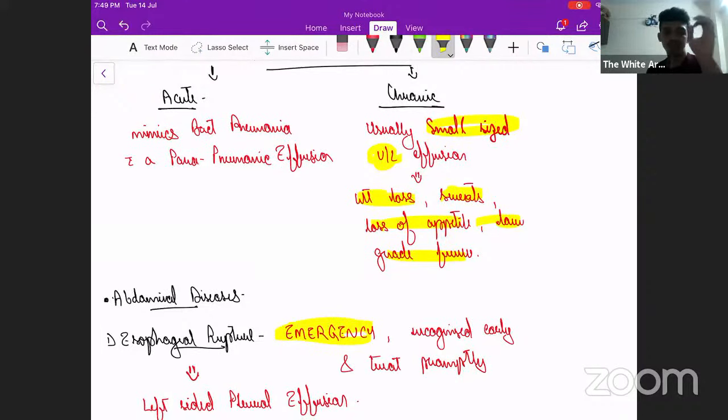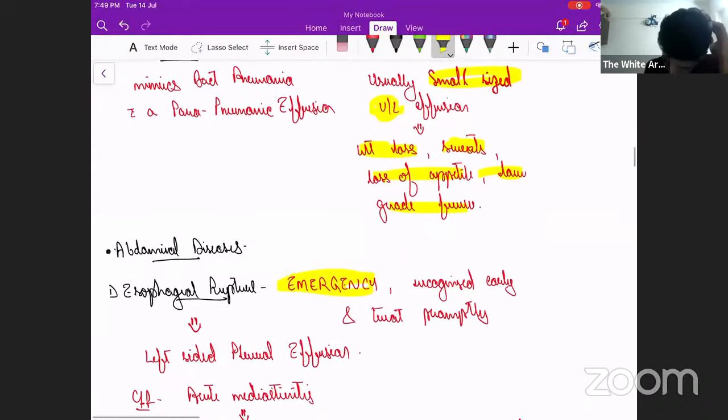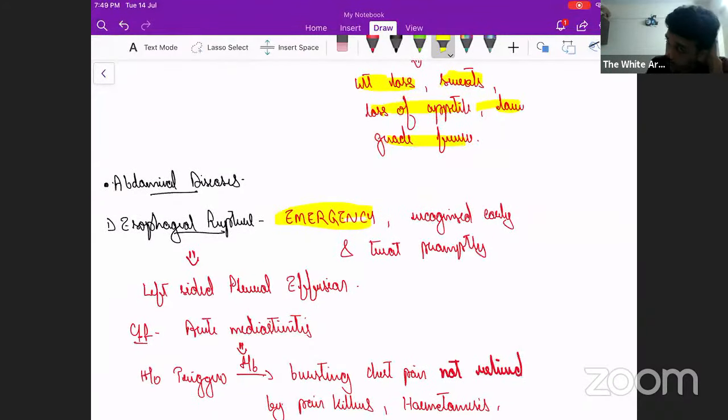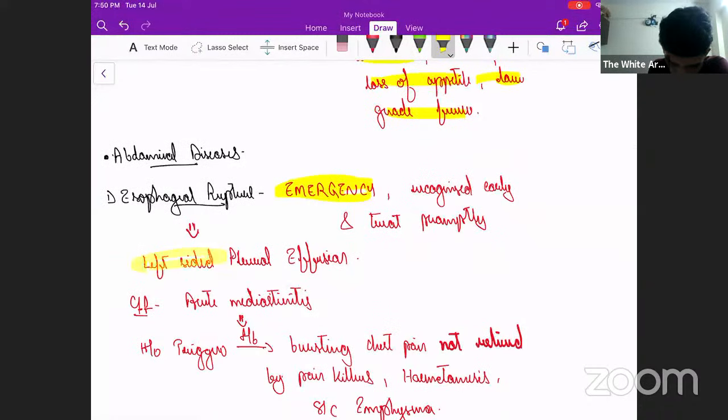A patient presenting post endoscopy, we should always think of esophageal rupture. It has to be recognized and treated promptly, or else the patient will go into sepsis. High mortality will be there. So what is more important is emergency treatment. You usually expect left-sided pleural effusion in a case of esophageal rupture.